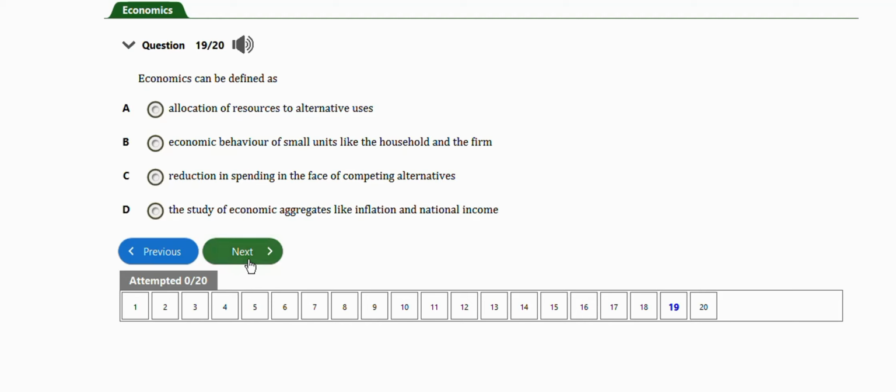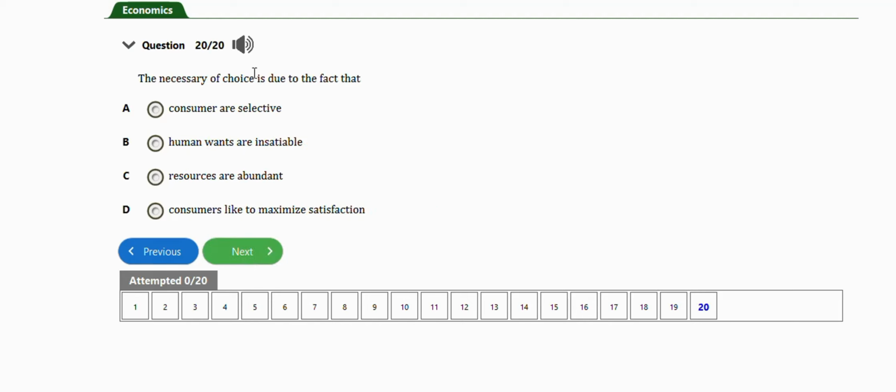Last question for this video, this one, it says the necessity of choice is due to the fact that consumers are selective, human wants are insatiable, resources are abundant, consumers like to maximize satisfaction. So guys, the right answer is that the necessity of choice is due to the fact that human wants are insatiable.